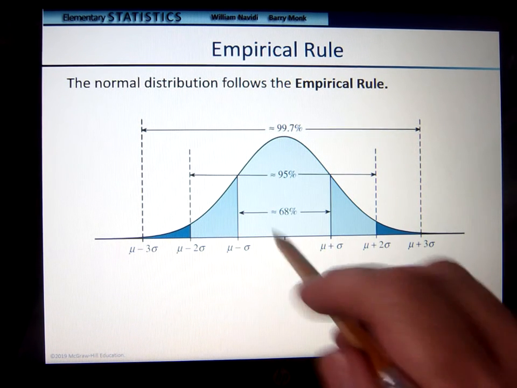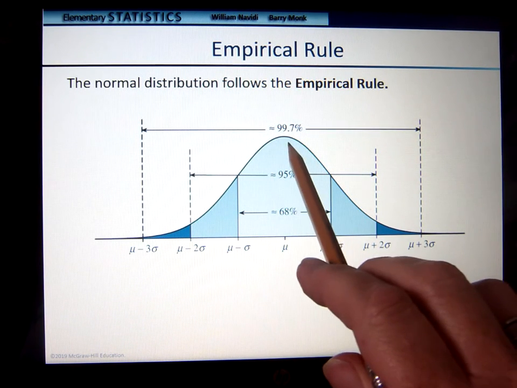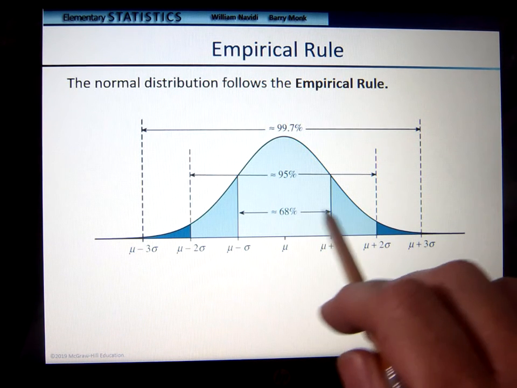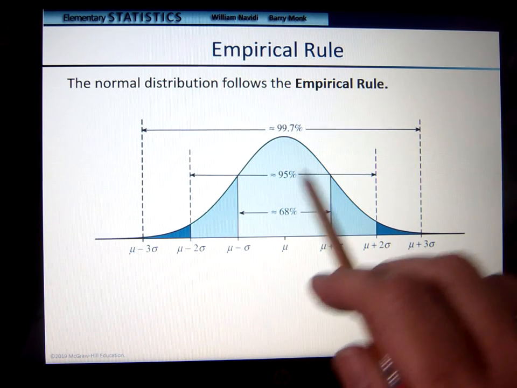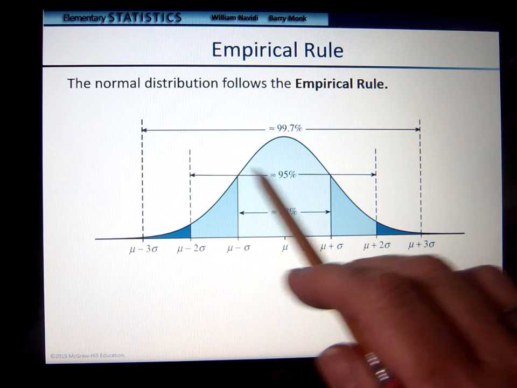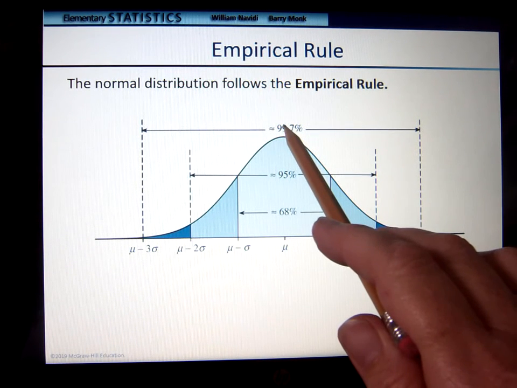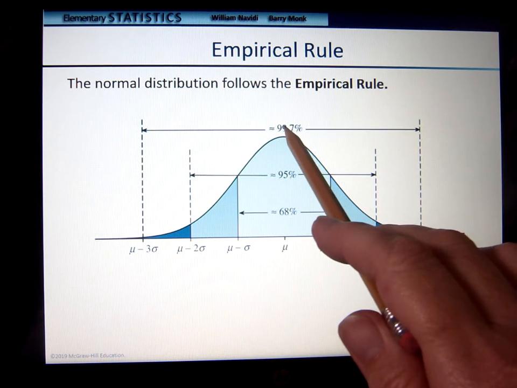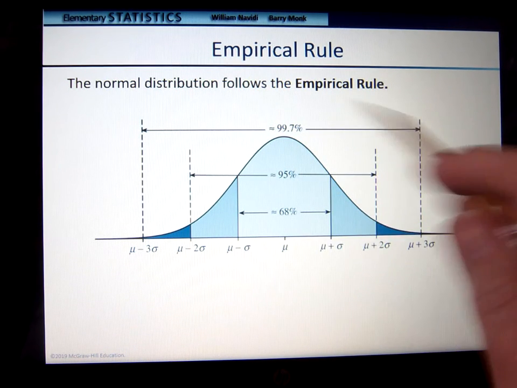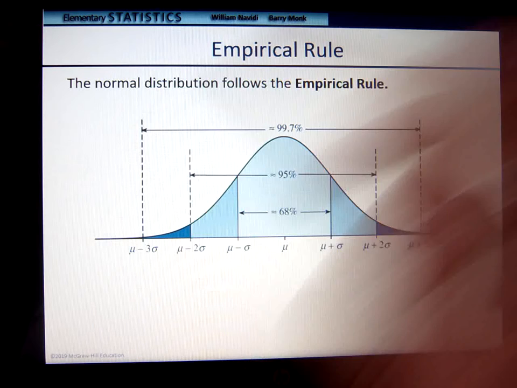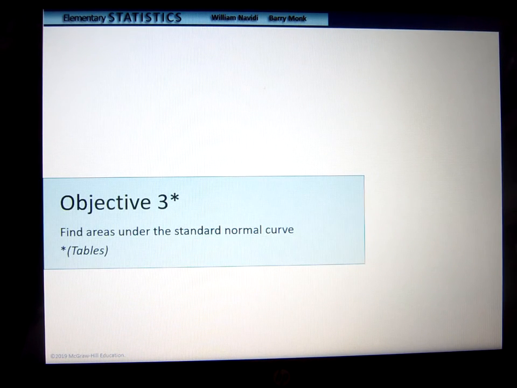Now we looked at this before. We have 68, 95, 99.7. 68 is 1 standard deviation away from the mean. 95 is 2 standard deviations away from the mean. And 99.7, which they said before was almost everything or almost all, is 3 standard deviations away from the mean.